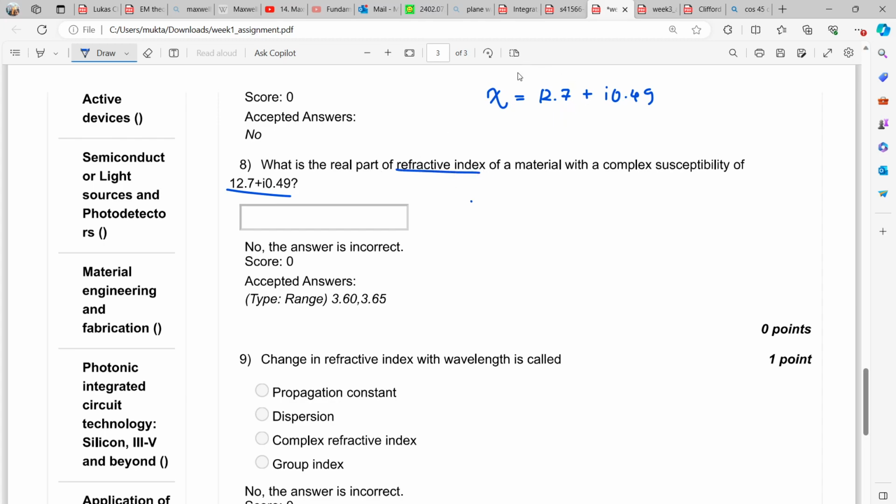We had learned the susceptibility as a quantity that relates the electrical polarization vector to the electric field vector. So polarization P of omega is epsilon naught times chi of omega times the electric field vector. And we had also learned about electric displacement, right?